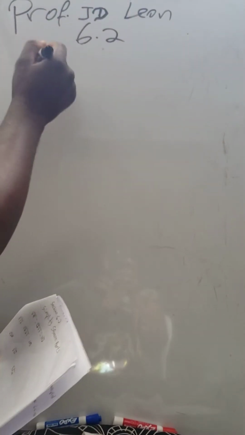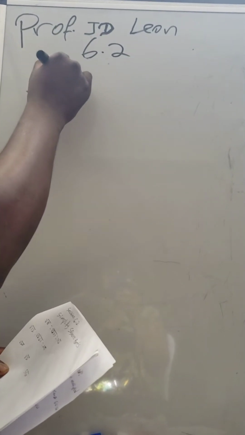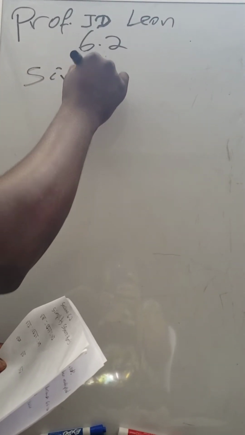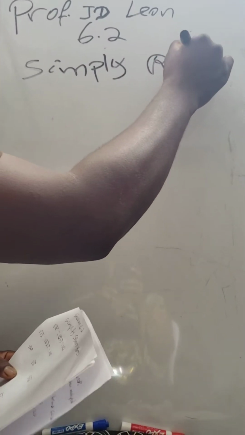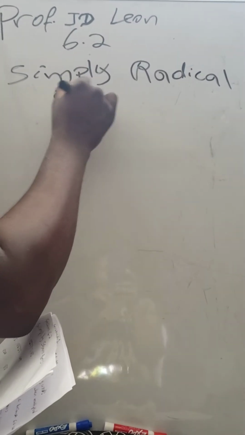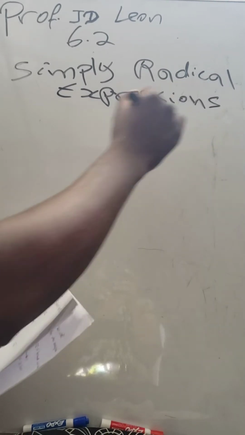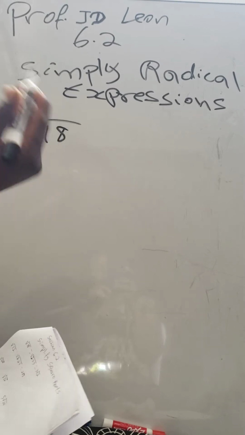All right, so let's do a few more simplify radical problems, okay? But this time we're going to use numbers, because earlier I used variables to do it. Radical expression, okay? So let's say we had to simplify the square root of 18, which is just a number.